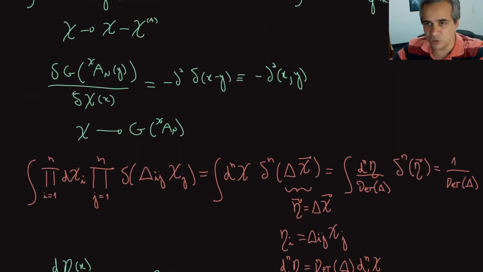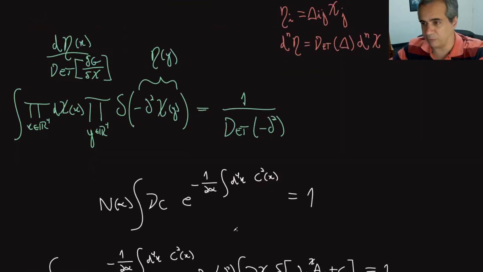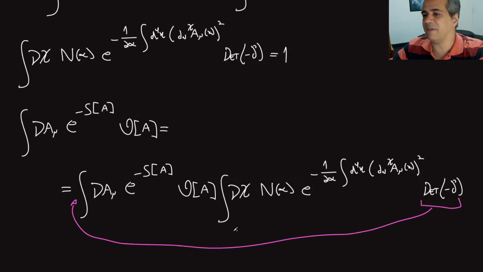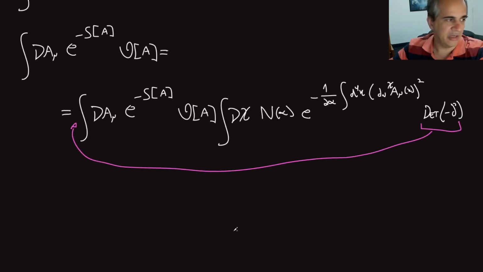In this case, δG/δχ does not depend on A. For non-abelian theories, it will depend on A, and then I have to take some extra steps to deal with this determinant here. But in the case of the abelian one, I'm fine.